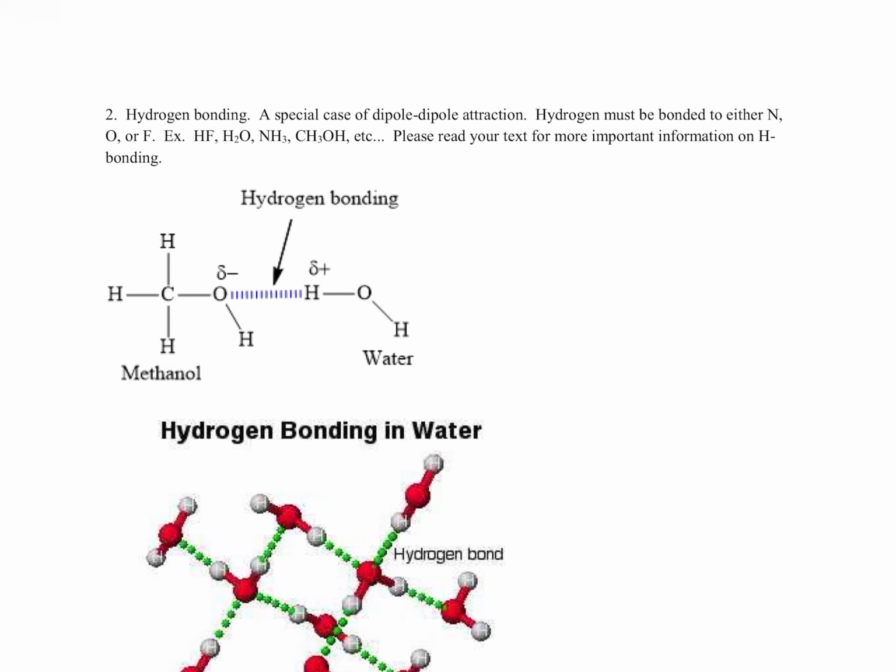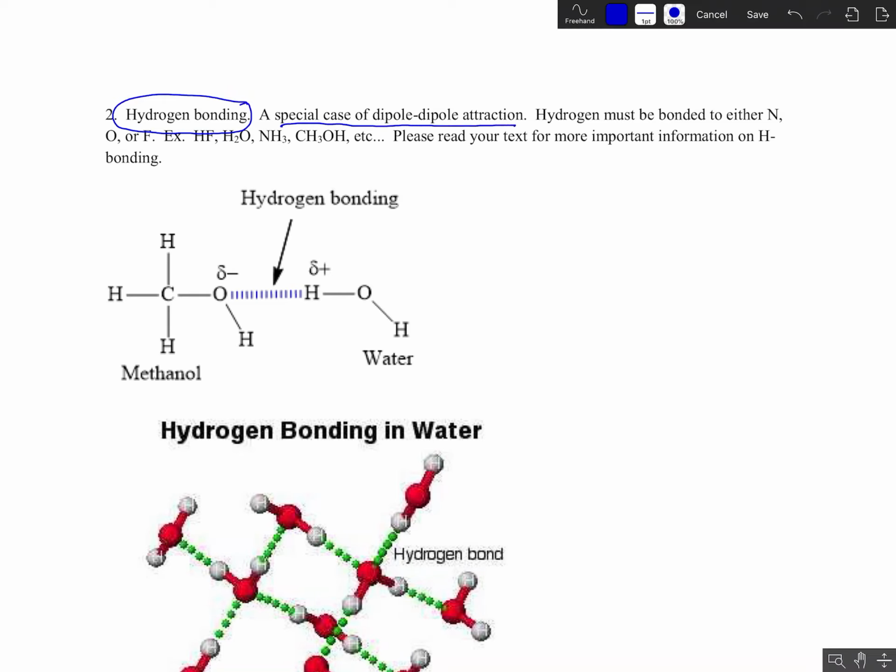All right, let me give you another example of an intermolecular force of attraction. Let's talk about hydrogen bonding. You may have heard this before in your biology classes. Hydrogen bonding is discussed quite a bit there. It turns out it's a special case of dipole to dipole interaction. And for this to happen, within the molecule, a hydrogen atom must be bonded to either nitrogen, oxygen, or fluorine. Those are the three most electronegative elements: nitrogen, oxygen, and fluorine.